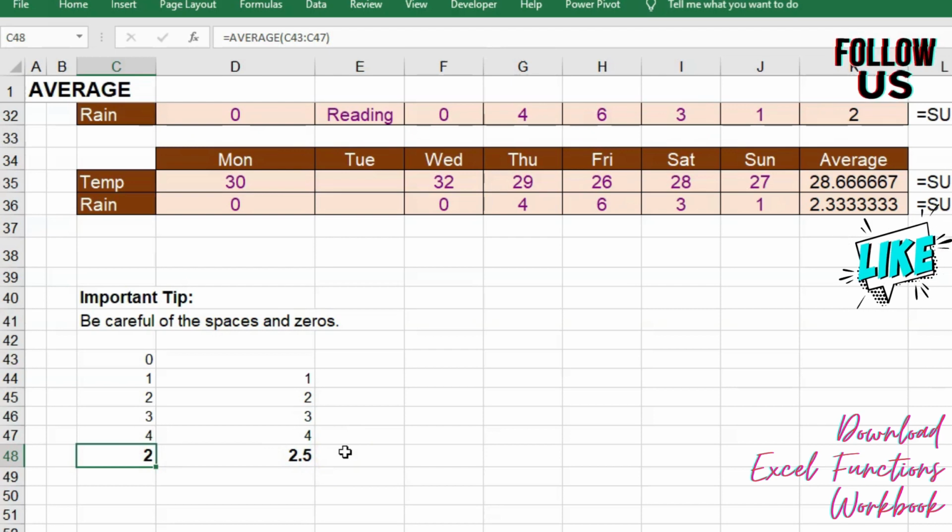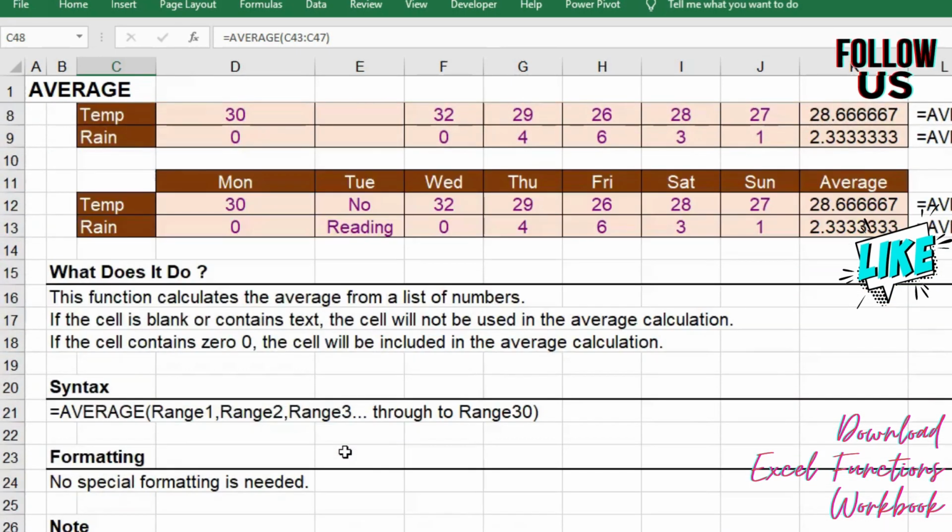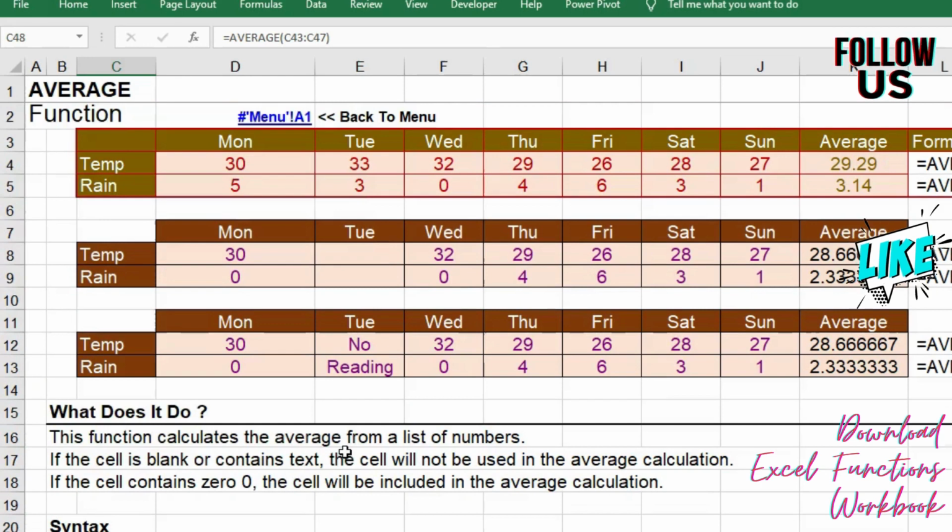This is very useful in statistical calculation and some mathematical manipulations.